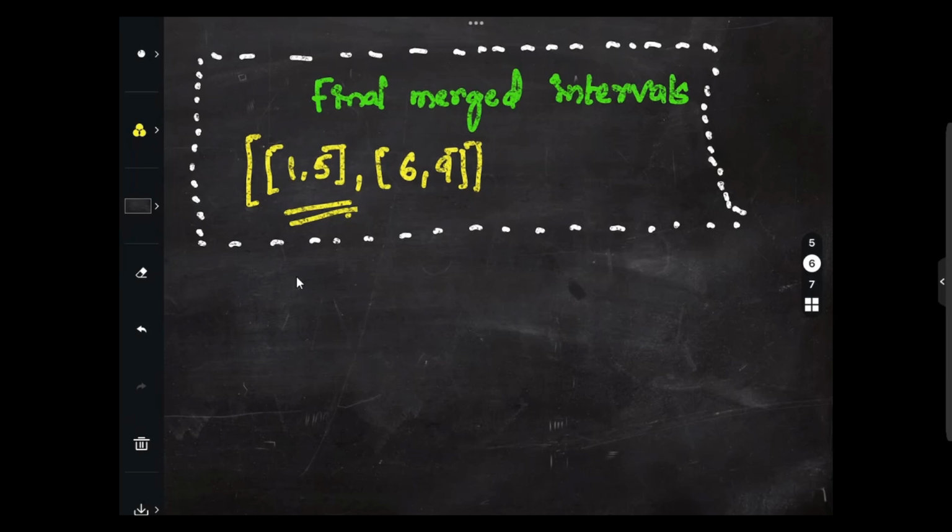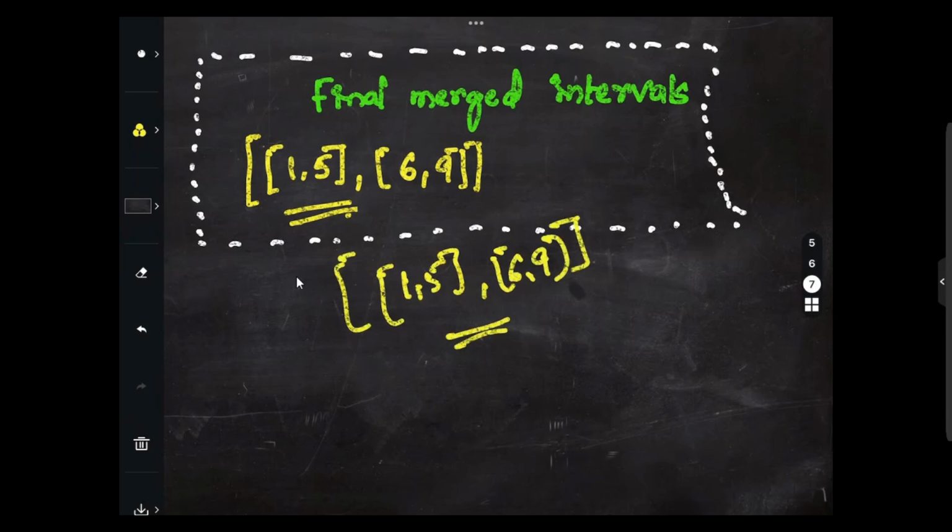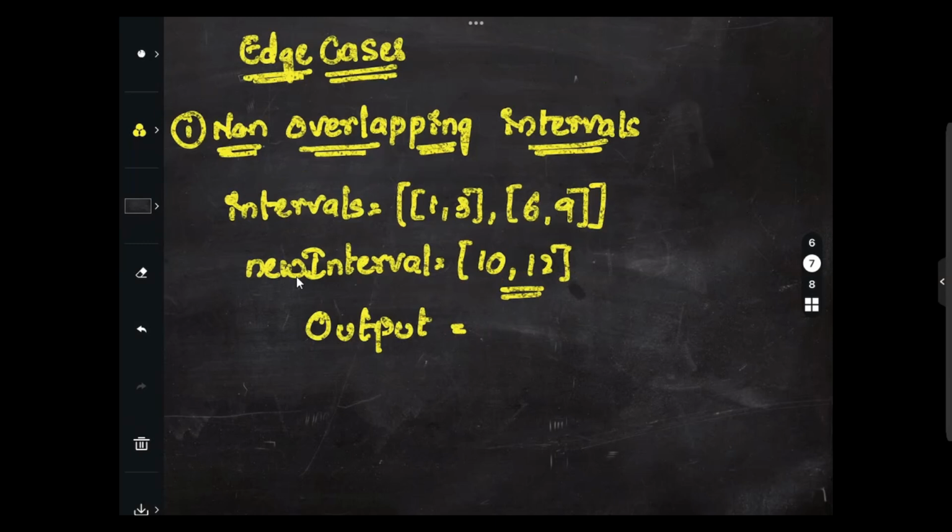I hope this is clear. So the final merged intervals will be 1 comma 5 and 6 comma 9 in this case. We will return this as output, right? So I hope the approach is completely clear.